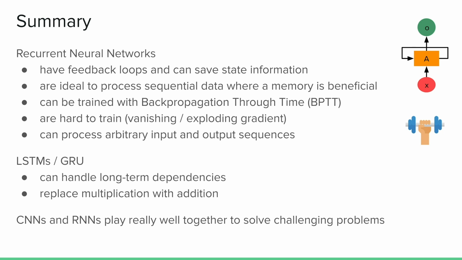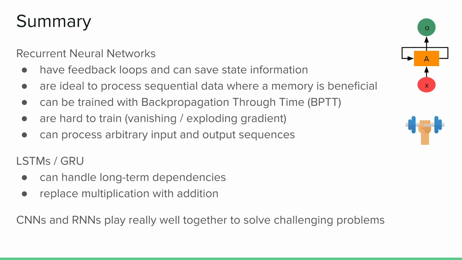So, summing up, recurrent neural networks have feedback loops as opposed to feed-forward networks, and therefore have the capability to store state information and reuse that in the next time step. They're ideal to process sequential data where this memory of previous information is beneficial. They can be trained with backpropagation through time, which is basically just backpropagation on the unfolded computational graph. They're harder to train than feed-forward networks because we're using the same values over and over again, and therefore, we can have the problem of vanishing or exploding gradients. And they have the capability to process arbitrary input and output sequences of arbitrary length.